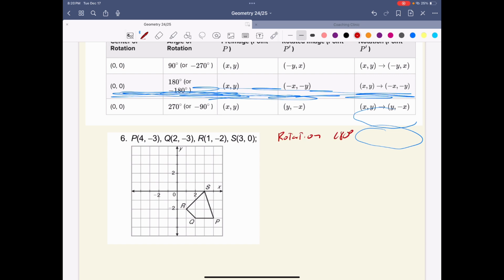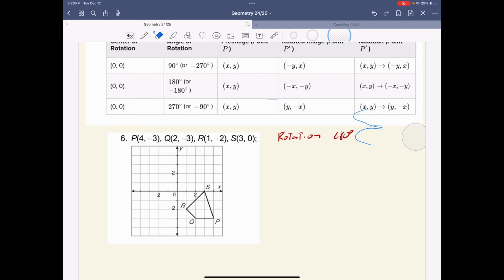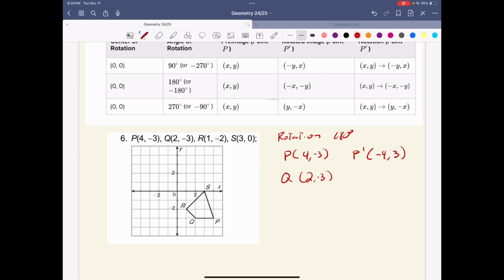All right, so with this next one, let's do a rotation of 180 degrees. When we rotate 180 degrees, let me erase all this now. If we rotate 180 degrees, my X and Y values just become negative. So my P was at 4, negative 3. They're just going to become the opposites of it, negative 4, 3.